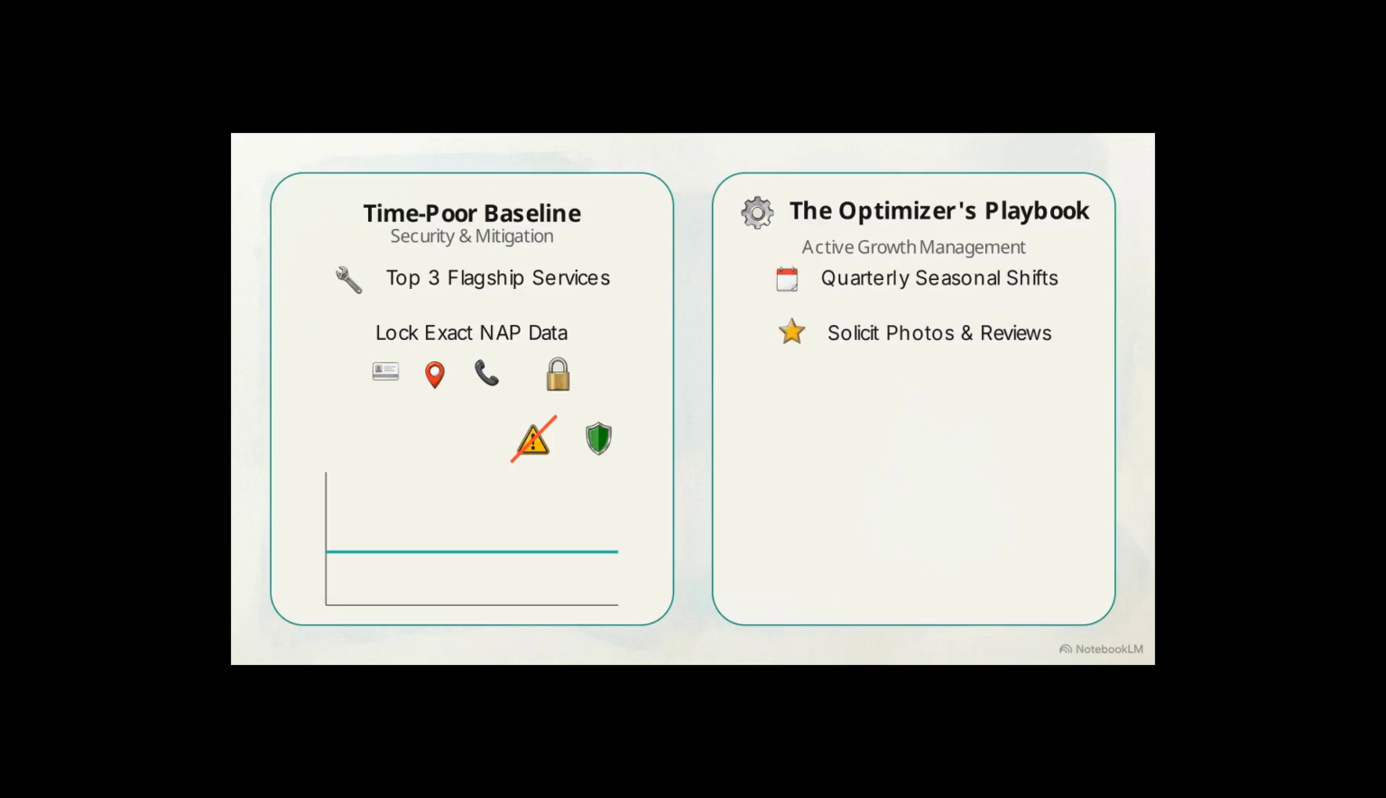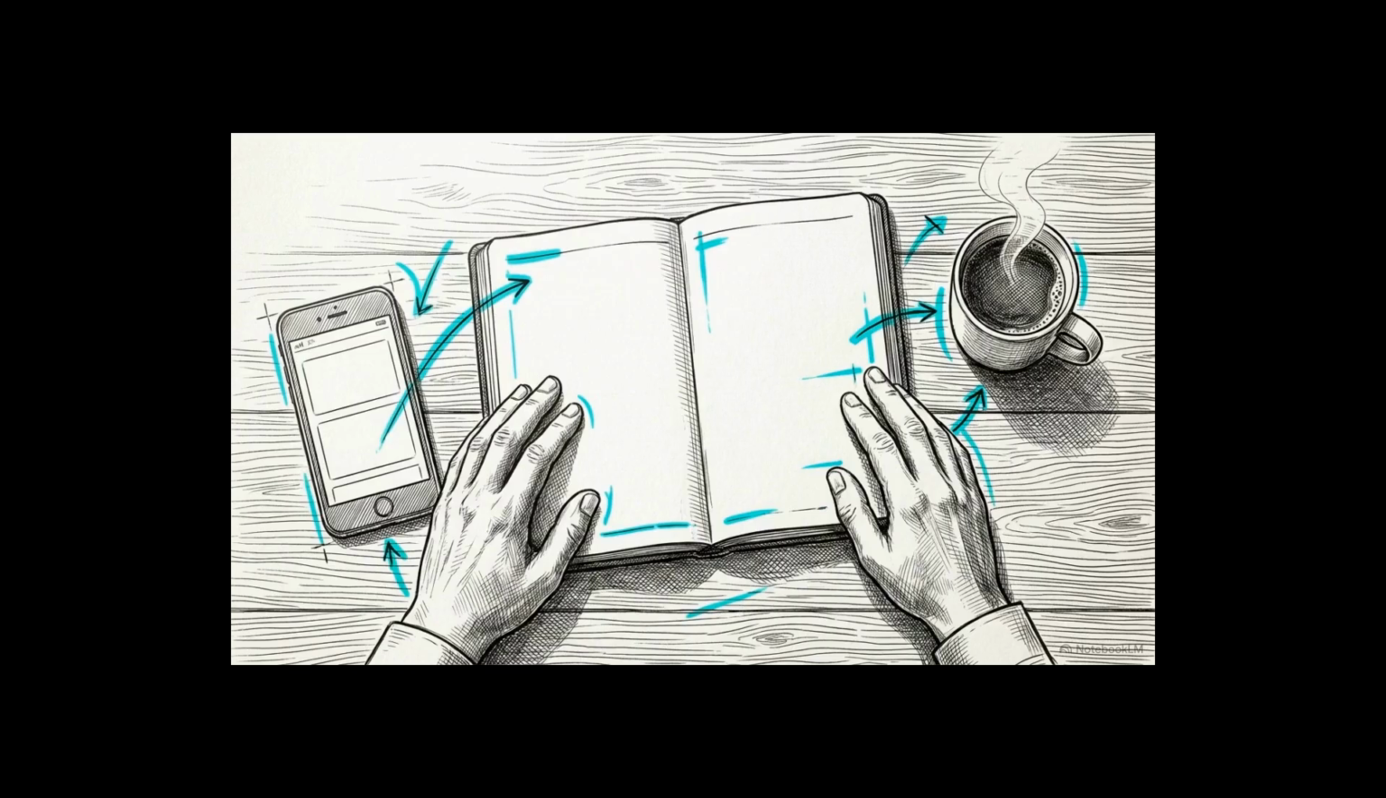The second path is the optimizer's playbook for businesses that have the capacity to actively manage their presence. This involves executing the quarterly seasonal shift sequence and aggressively soliciting photos and reviews from your customers. This requires about 2 to 4 hours of work per month. In return, you will likely capture market share from competitors who leave their profiles dormant. Your choice of digital strategy comes down to an honest assessment of your weekly capacity to maintain these platforms.